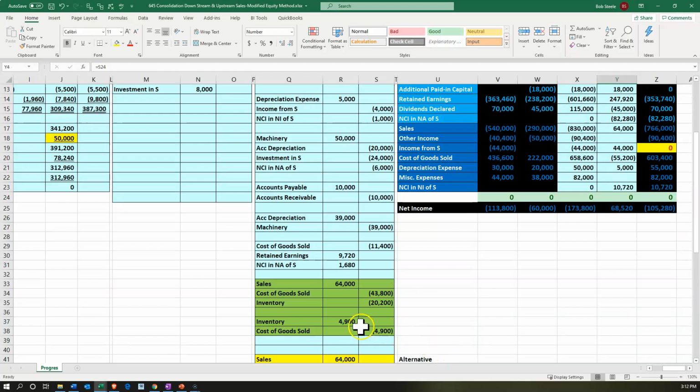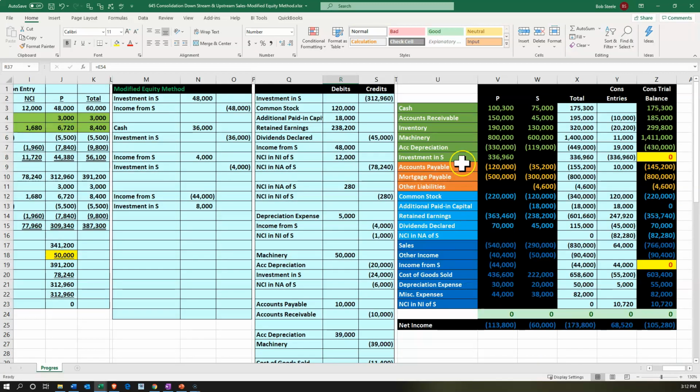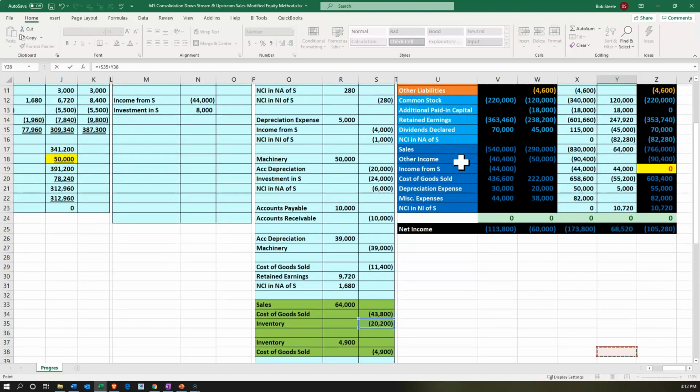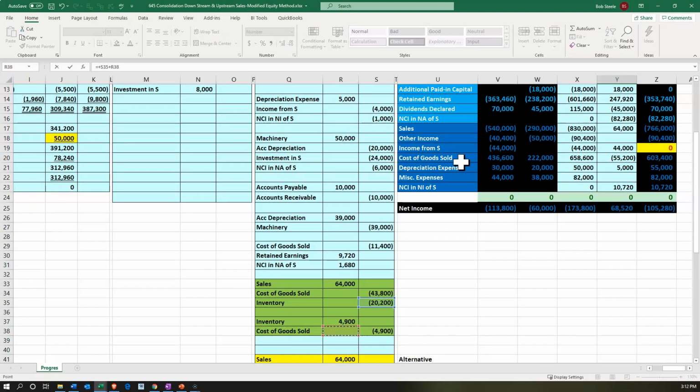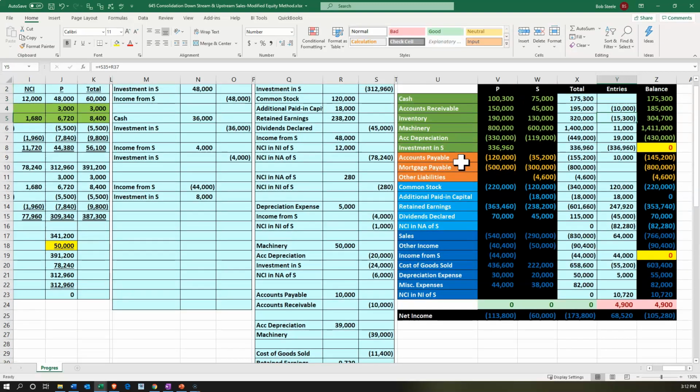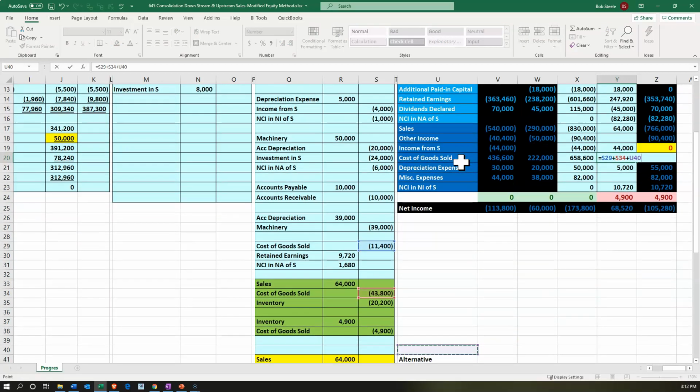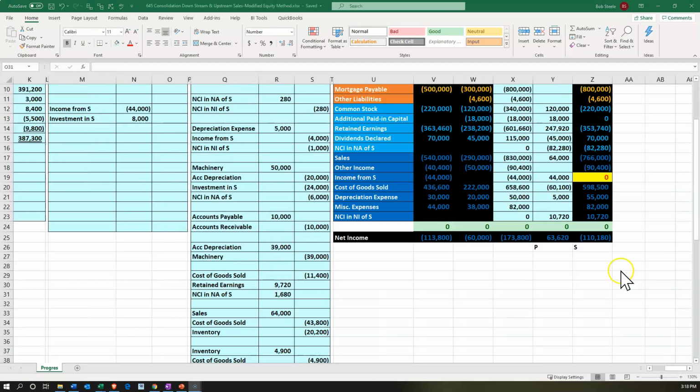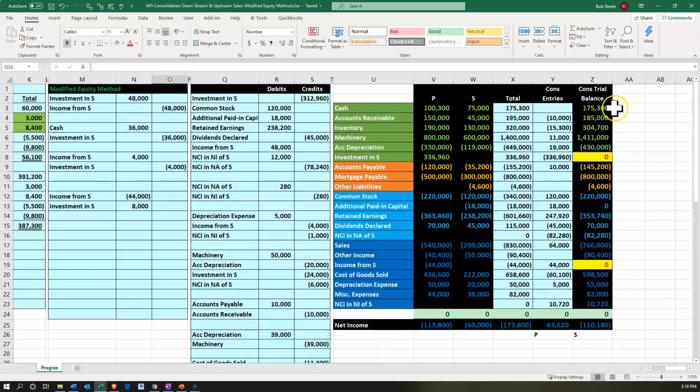Then we're going to record this inventory here. So I'm going to say, all right, inventory. I'm going to say F2 plus F2. That's going to be the 4009. And then the cost of goods sold down here, I'm going to say F2 plus F2. And that's going to be the 4009. So there we have that. So there it is, and this is our worksheet.